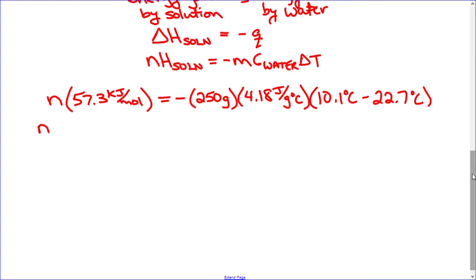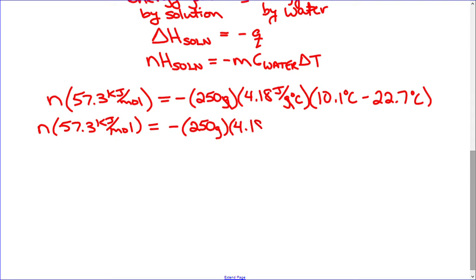So my n value that I don't know, 57.3 kilojoules per mole, is equal to, and then I have some things on the right hand side that I can multiply and figure out. My grams are going to cancel. My degrees Celsius is going to cancel once I do that subtraction. And then let's just see what we end up with here. So negative 250, we'll keep the units in for now until we actually multiply everything together, 4.18 joules per gram degree Celsius. And then what I'm noticing when I subtract here is I'm getting negative 12.6.